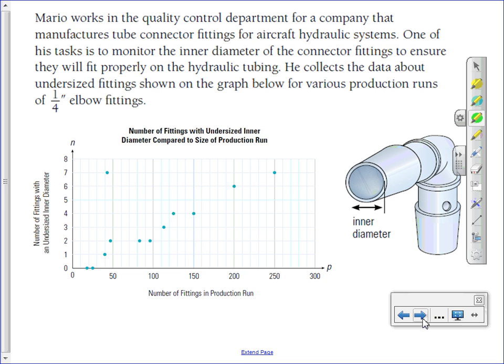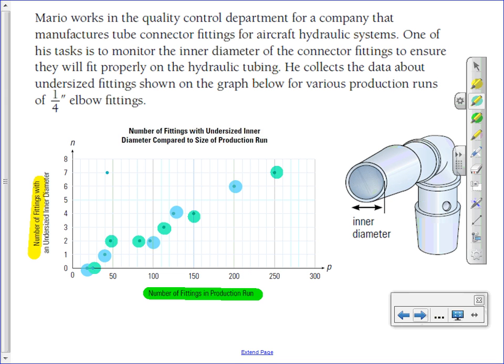This is a real situation, and it's talking about the fittings in connecting tubes on an aircraft hydraulic system. These are the number of the fittings on one side of the graph, and on the other side is the number of fittings that are in the production run. And you can see that the number of fittings with the undersized inner diameter compared to the size of the production run changes as the number increases.